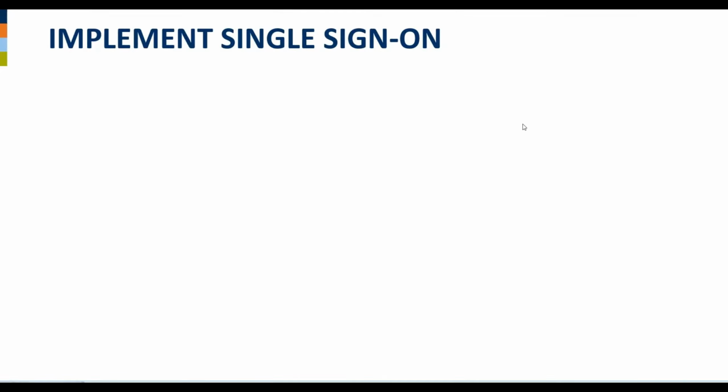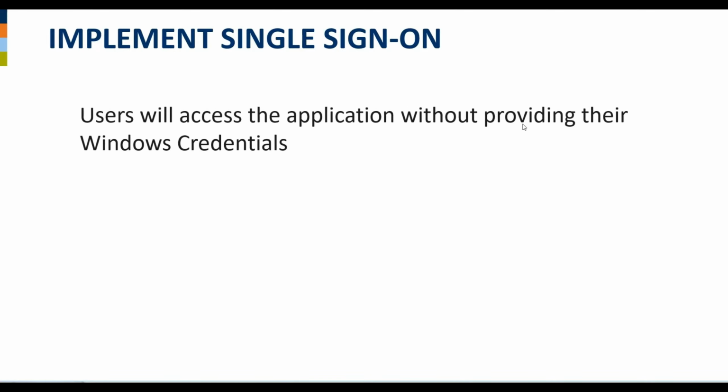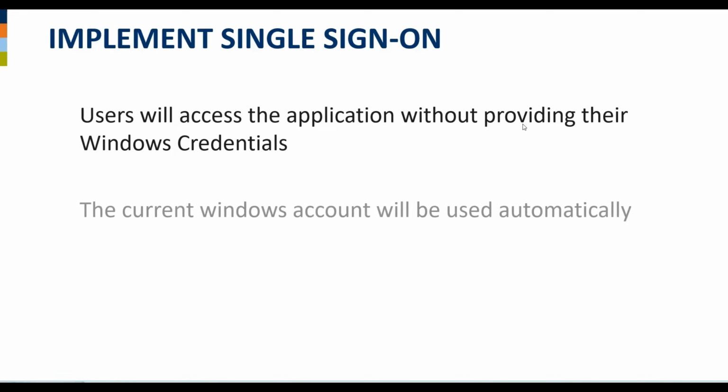So let's go now one step further and implement single sign-on, still using the user's Windows account to authenticate him. Users will access the application directly without entering any credentials. They don't have to provide their Windows credential because we will reuse the Windows account that is currently active and for which the user already provided his credential when he started the current Windows session. So we trust this is enough to validate the identity of the user.